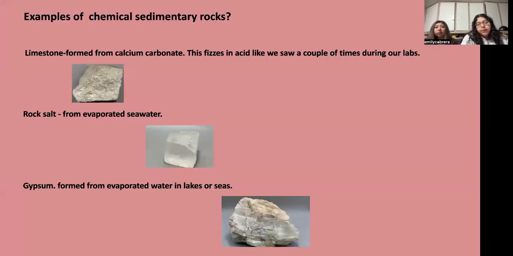A few examples of chemical sedimentary rocks are limestone, which is formed from calcium carbonate. We may remember this from lab. This fizzes in acid, which is a very easy way to identify it. Another example is rock salt, which is evaporated from seawater. This is also easily identified since it is almost see-through. And lastly, we have gypsum, which is formed from evaporated water in lakes or seas.